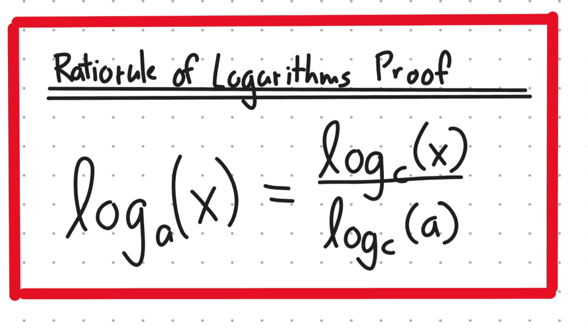In this video we're going to talk about the proof of the ratio rule of logarithms. It states that the logarithm in base a of x is equal to the logarithm in base c of x divided by the logarithm in base c of a. So in this video I'm going to try and prove this formula using many different properties.